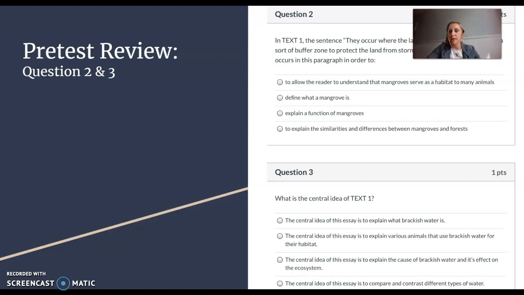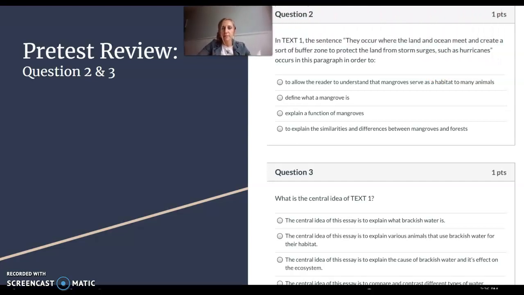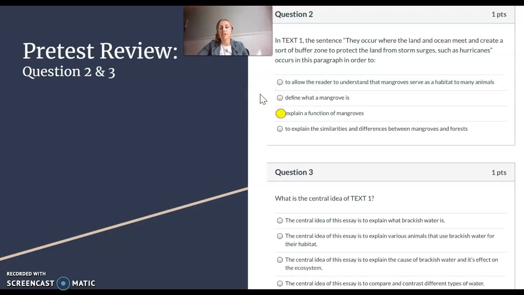So let's move this. Sorry, can't ever get this in the right place. Okay, in text 1, the sentence, they occur where the land and ocean meet and create sort of buffer zone to protect the land from storm surges such as hurricanes, occurs in this paragraph in order to. So why do we have this sentence? Well, basically, this sentence explains the function of mangroves, okay? It defines mangroves a little bit earlier, so you know that it's not that. You know that it's not a habitat to many, well, that is not the main point of why they're saying this. So really what it is it explains the functions of mangroves.